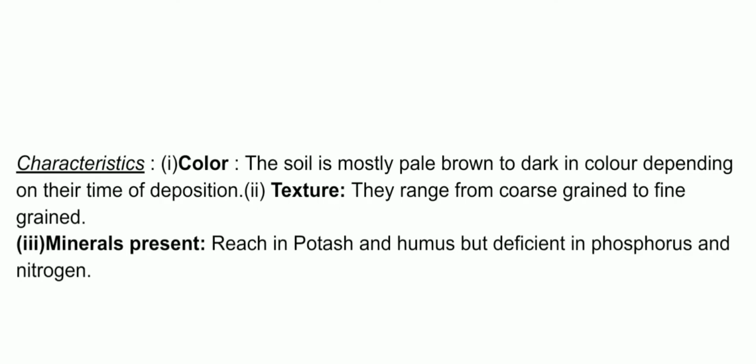Now, characteristics of alluvial soil. Number 1, color. The soil is mostly pale brown to dark in color depending on their time of deposition. Number 2, texture. They range from coarse grain to fine grain. Number 3, mineral presence. Rich in potash and humus but deficient in phosphorus and nitrogen.